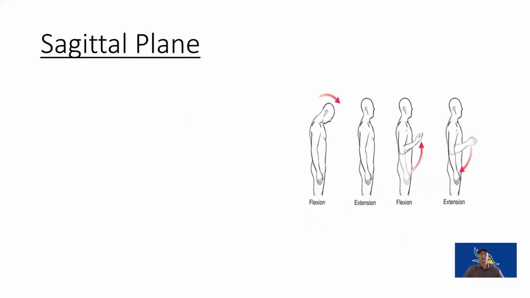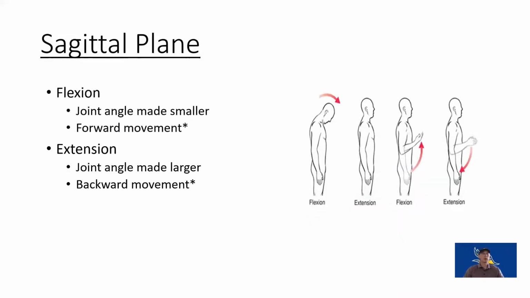Some of the sagittal plane movements we'll deal with: flexion and extension. Flexion is a movement that decreases the joint angle or makes the joint smaller. It makes that angle smaller. It's often a forward movement, like bending your elbows, that is flexing your elbows. Our knee is one that we have to pay attention to because our knee is flipped. Flexion of our knee is a posterior movement, and flexion of our toes is a downward movement.